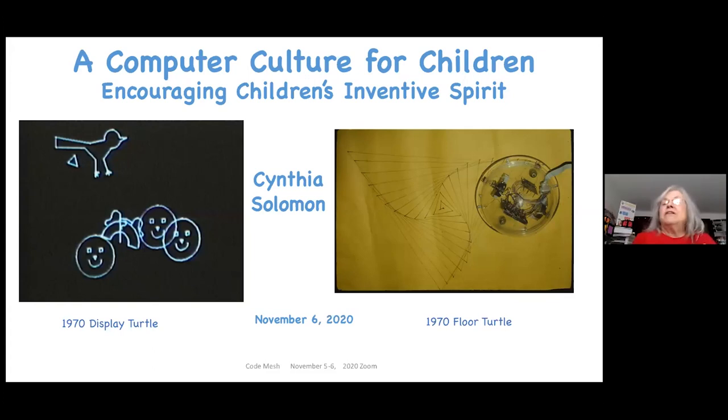I wanted to discuss a little bit about how Logo, the first language designed for children, got started. It got started before there were turtles. Turtles became a very important part of the Logo world. And I'll show you a couple of turtle types that were available in 1970.